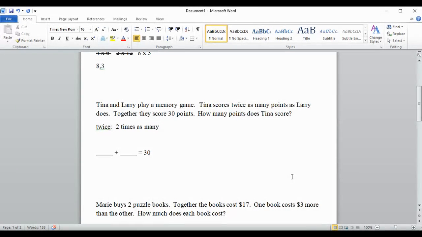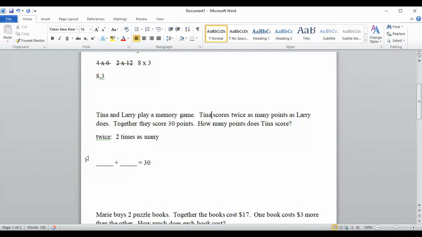Well, here's what I have to think about. Twice means 2 times as many. So when it says that Tina scores twice as many, that means she scores 2 times as many as Larry. So I need to keep that in mind. And it says together they score 30 points. So I know I'm going to want to have one number plus another number equals 30. I try to write down as much information as I already know. So that gives me some starting points.